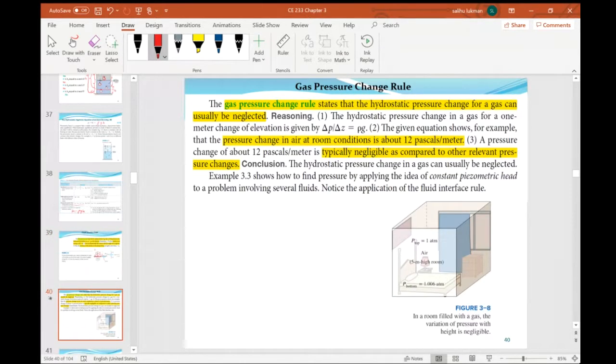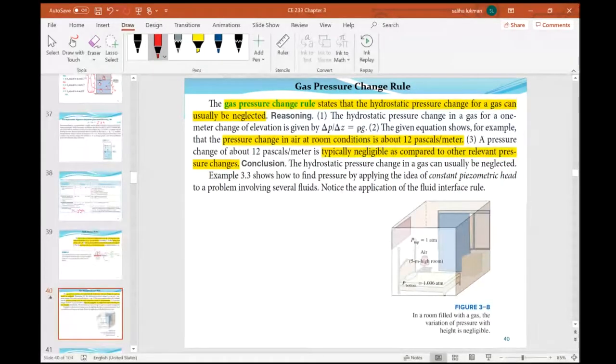Now, the gas pressure change rule. The gas pressure change rule states that the hydrostatic pressure change for a gas can usually be neglected. Why? Because the density of the gas remains almost constant with elevation, and the density is very small. So for a small change in elevation, the pressure remains the same.